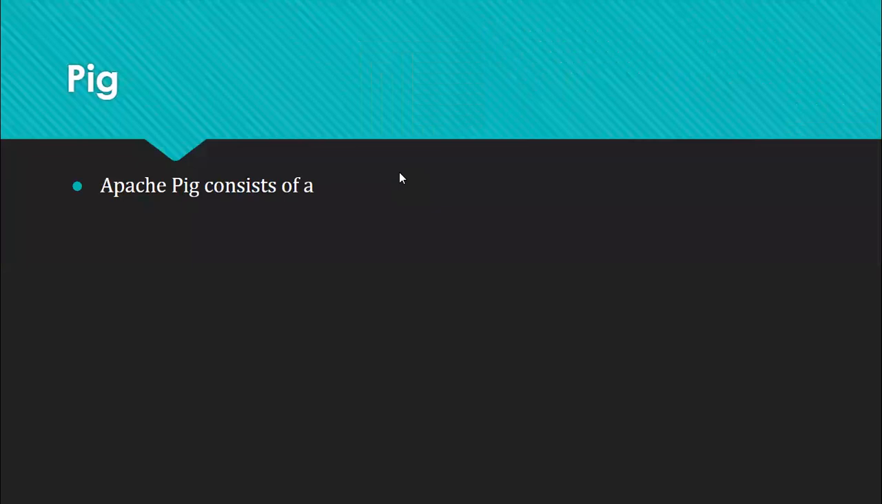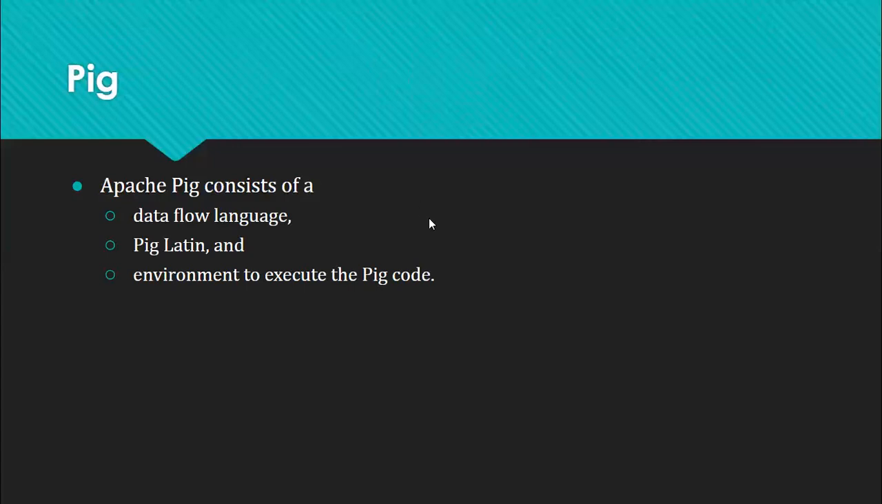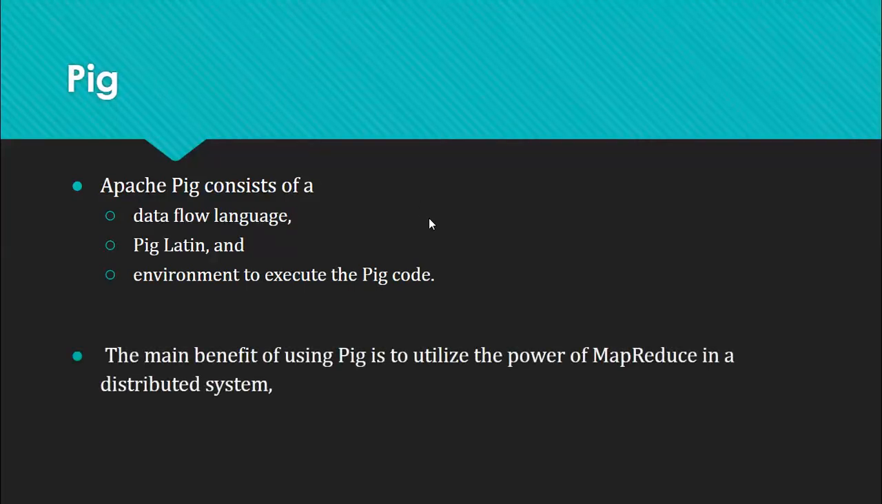So Apache Pig consists of, first, a data flow language, second, the Pig Latin scripting language, and an environment to execute the Pig code. The main benefit of using Pig is to utilize the power of MapReduce in a distributed system.